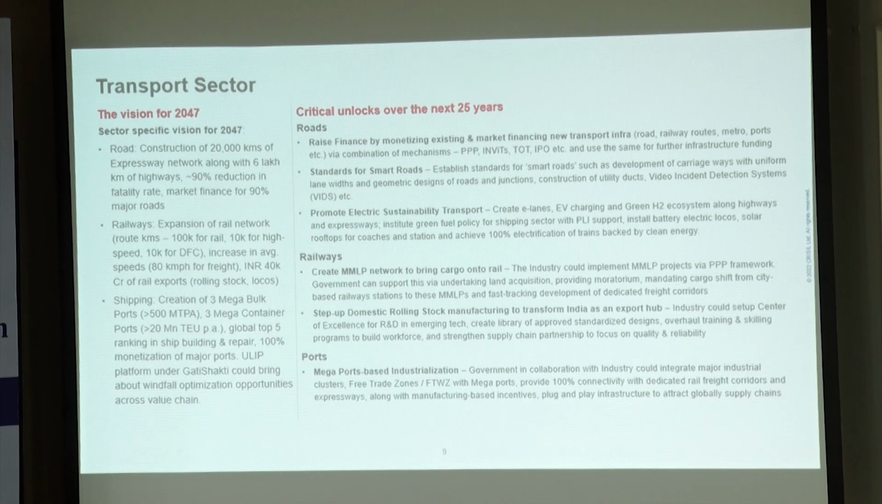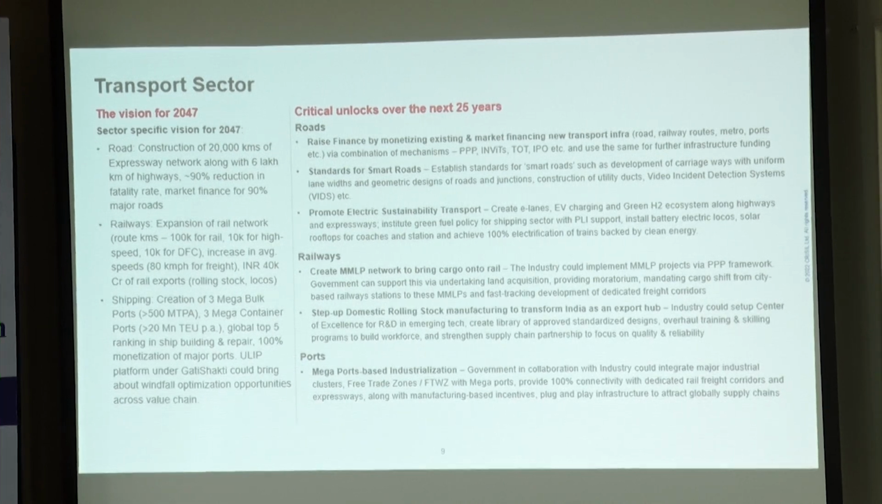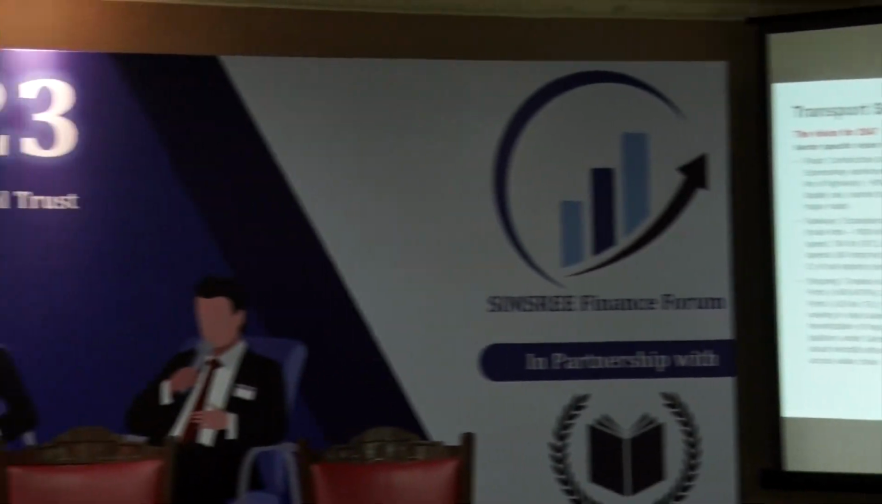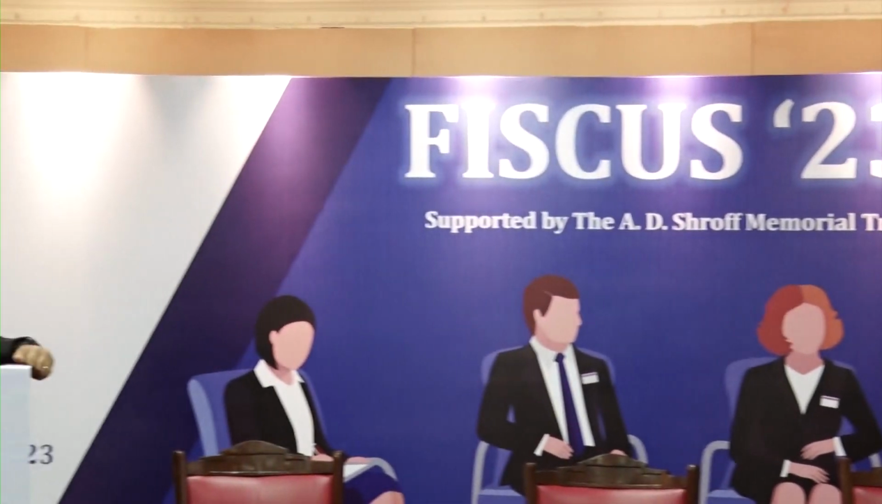I think these are the ones, not going into each individual part, but the larger point is what we have covered before. What is the road construction which would be needed, the expressways. So we want to decrease the fatality. When you do all of this, what does it mean, right? The vision for 2047 would be the construction of 20,000 kilometers of expressway and 6 lakh kilometers of highways. Today we are at about 2 lakh. We will go up to 6 lakh. 90% reduction in fatality. We talked about what the fatality is.